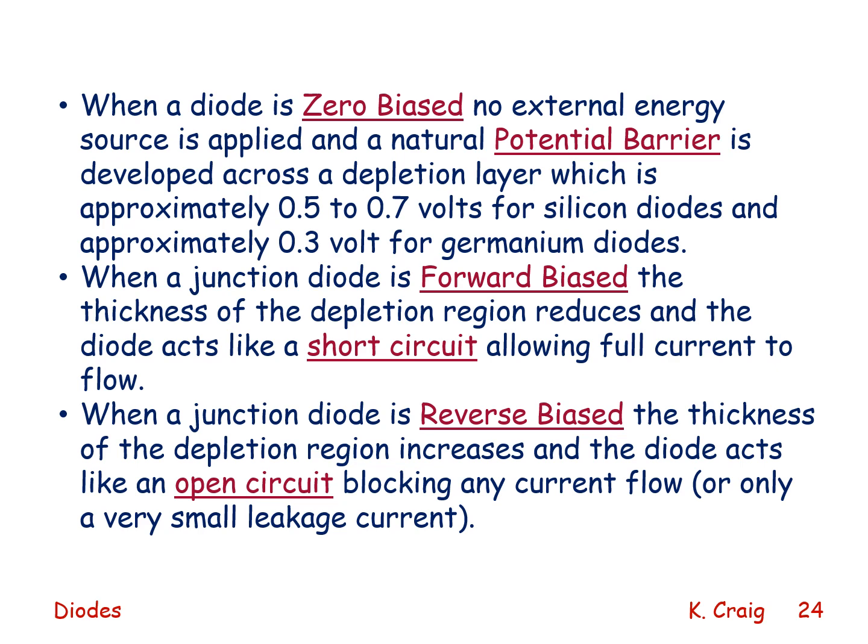When a junction diode is forward biased, the thickness of the depletion region reduces and the diode acts like a short circuit, allowing full current to flow. When a junction diode is reverse biased, the thickness of the depletion region increases and the diode acts like an open circuit, blocking any current flow, or allowing only a very small leakage current.